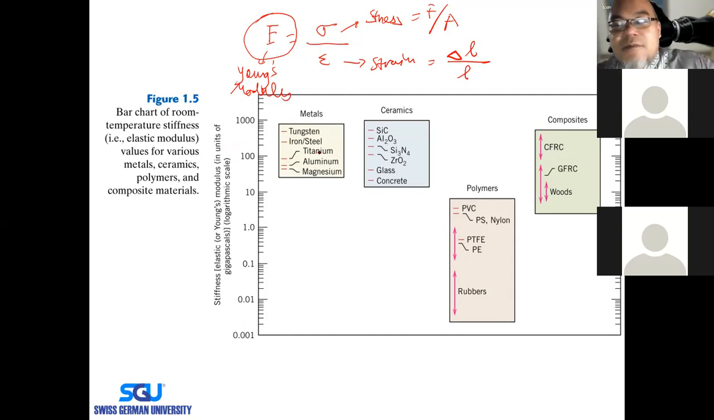Except, for example, lower density metals like aluminum and magnesium, which are more flexible. Then ceramics, most ceramics are very stiff. Any glass, ceramic, pottery, it is very difficult to stretch or compress them. Polymers, on the other hand, have the lowest Young's modulus. That's why it is very easy to stretch them, especially rubber, which has the lowest Young's modulus. That's why even with small stress, you can have high strain, long elongation. Composites, on the other hand, can vary. The stiffness of a composite can vary depending on what materials you combine.